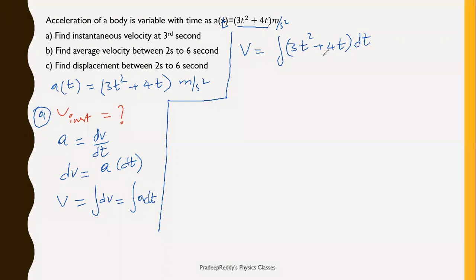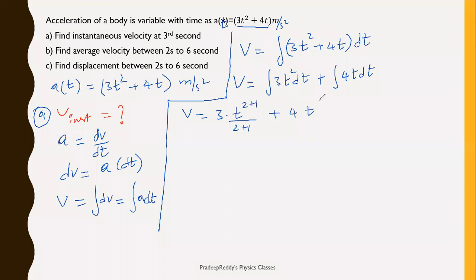You can use the sum rule and integrate each term separately. V is equal to integration of 3t square dt plus integration of 4t dt. This gives you V is equal to 3 into, this is in the form of x power n dx. X power n dx is x power n plus 1 by n plus 1. So t power 2 plus 1 divided by 2 plus 1, because it is integration, plus 4 into t power 1 plus 1 divided by 1 plus 1.